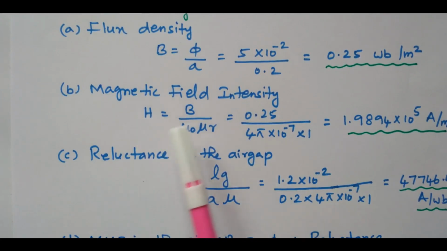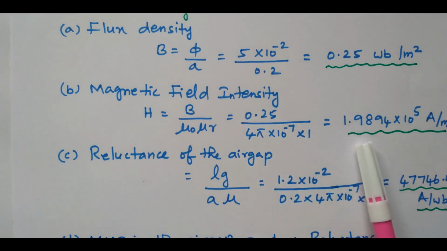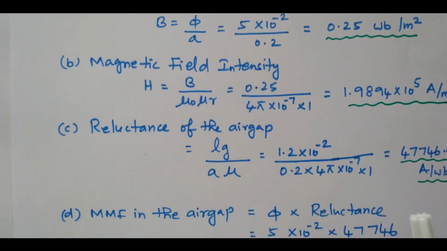Magnetic field intensity H equal to B divided by mu naught into mu r. This relation is available: B equal to mu H. From that, H equal to B divided by mu naught mu r. The B value we calculated is 0.25 Weber per meter square. Mu naught is the constant 4 pi into 10 to the power minus 7, into relative permeability 1. After simplifying we got 1.9894 into 10 to the power 5 ampere per meter. The flux density is also calculated. Now we'll go to the reluctance in the air gap.